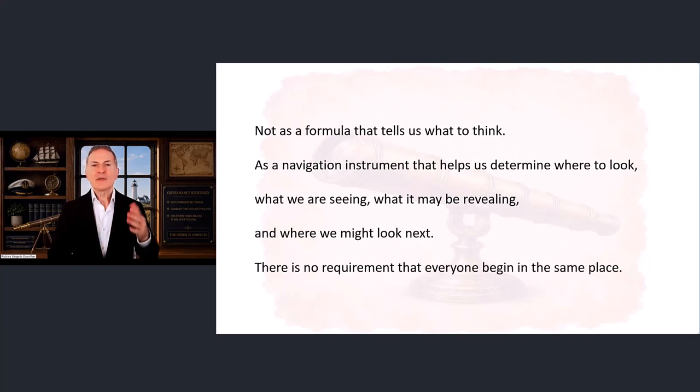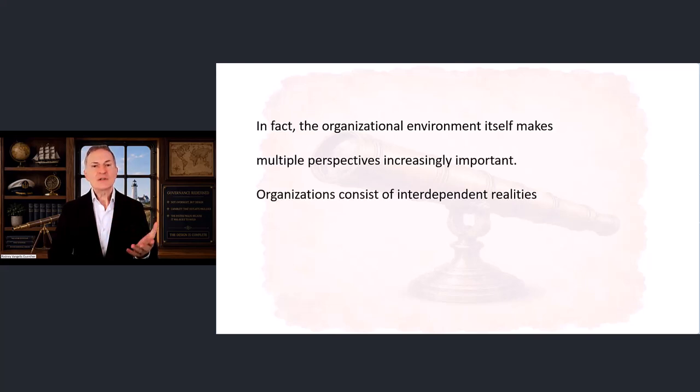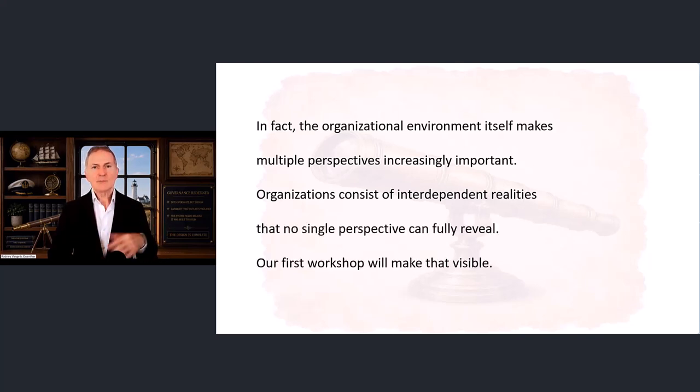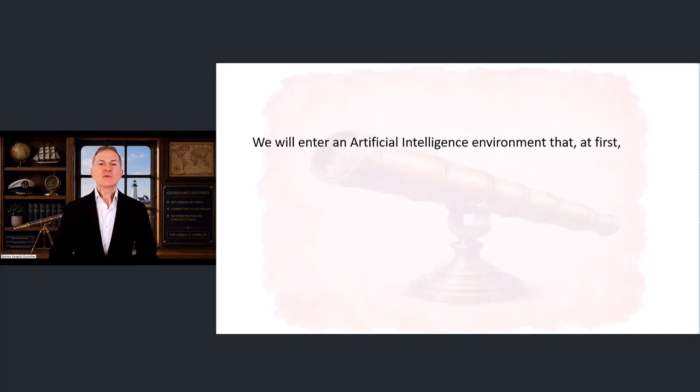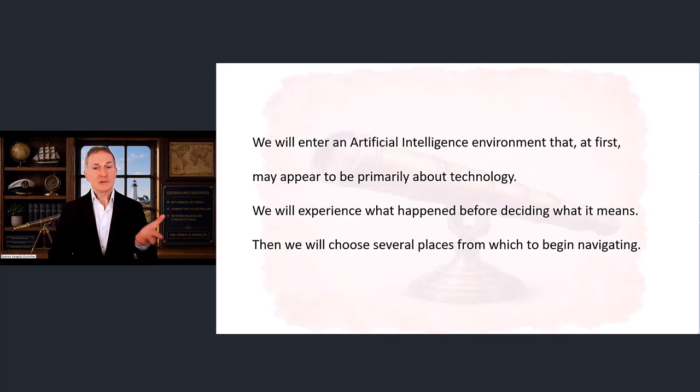There is no requirement that everyone begin in the same place. In fact, the organizational environment itself makes multiple perspectives increasingly important. Organizations consist of interdependent realities that no single perspective can fully reveal. Our first workshop will make that visible. We will enter an artificial intelligence environment that at first may appear to be primarily about technology. We will experience what happened before deciding what it means. Then we will choose several places from which to begin navigating.